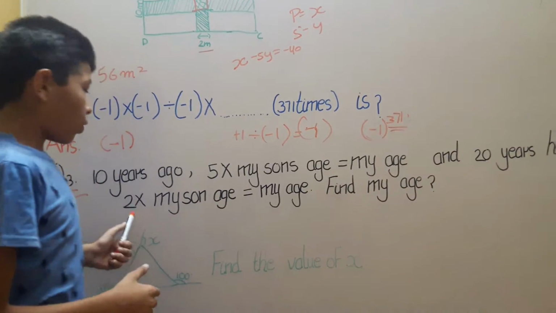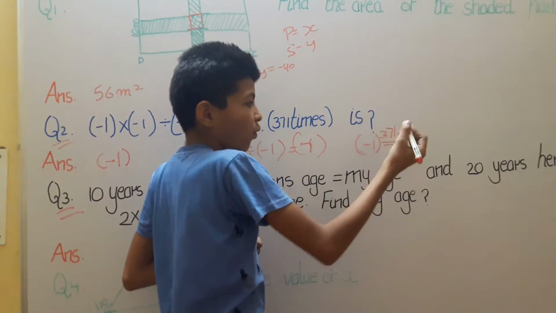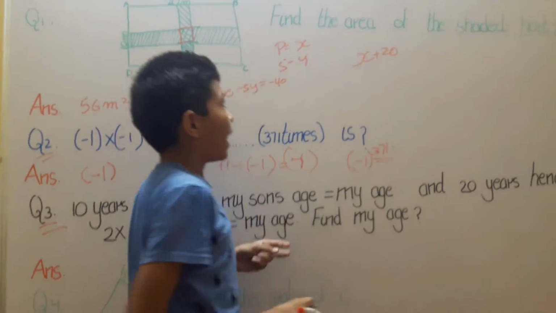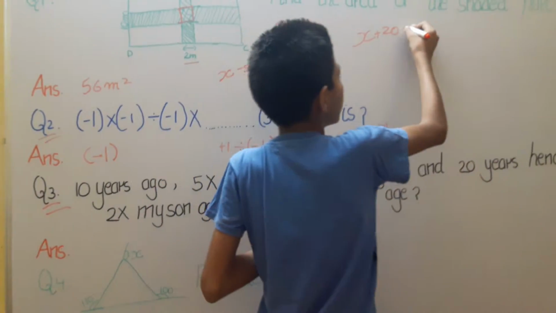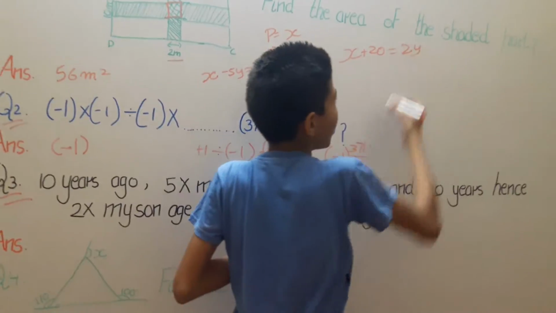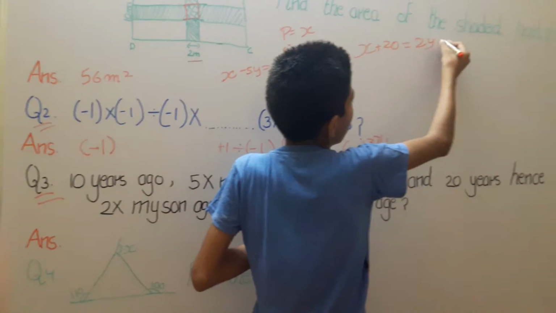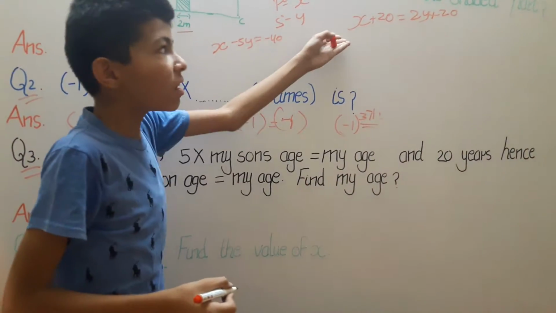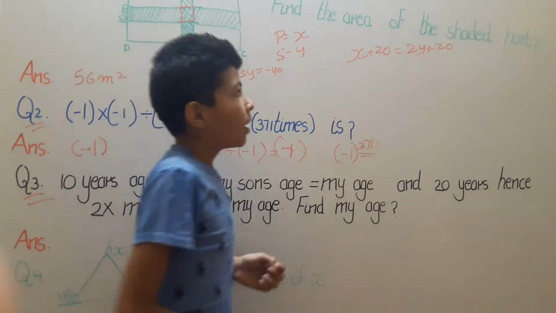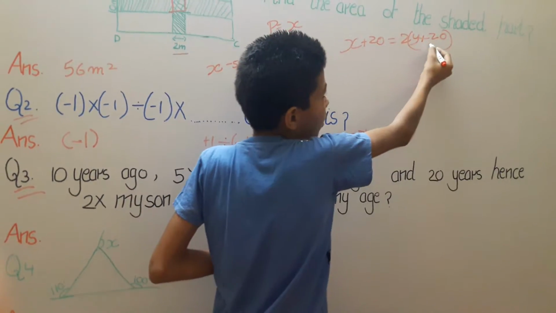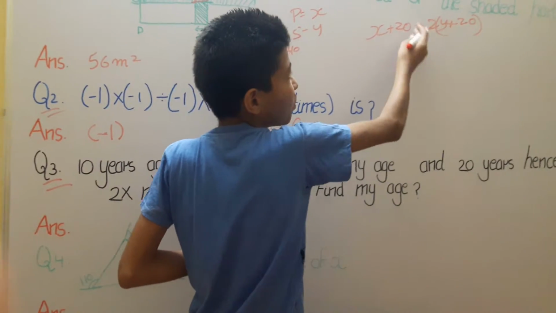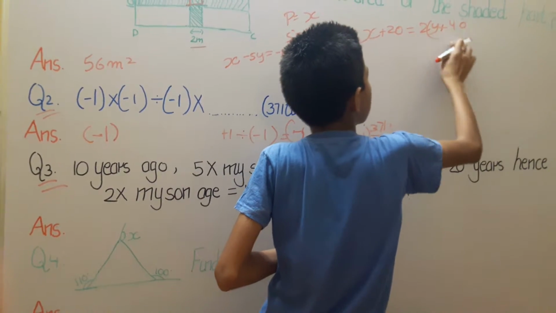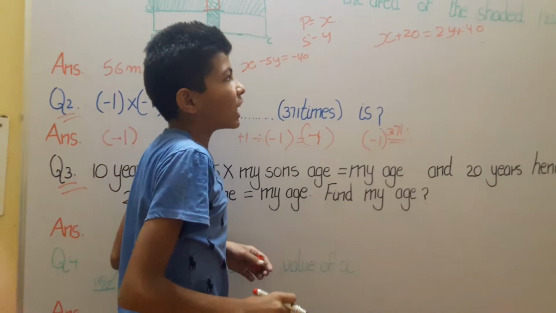So the person's age would be x plus 20, and the son's age would be 2y plus 20. So here it will become 2 times 20, so it would be 40, which is 2y plus 40.